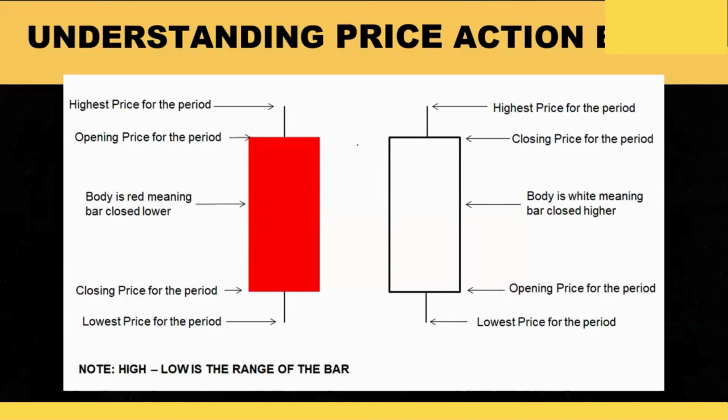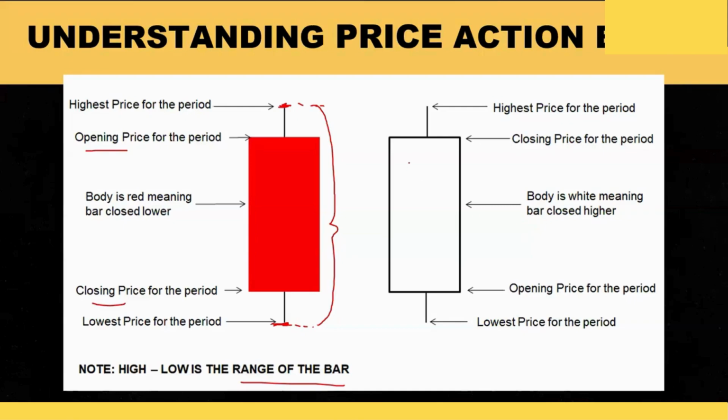If it's a red bar, it means the opening price is higher than the closing price. The highest price of the bar is at the highest point, and the lowest price is at the lowest point, whether there is a tail or no tail, a body or no body. Range means the difference between the high and the low. The highest point to the lowest point, we call this a range. Understand?